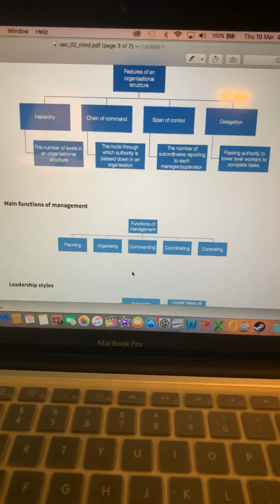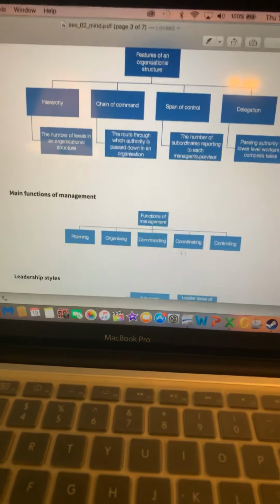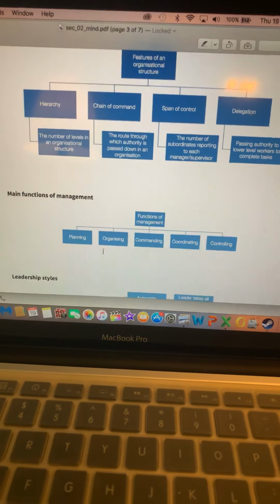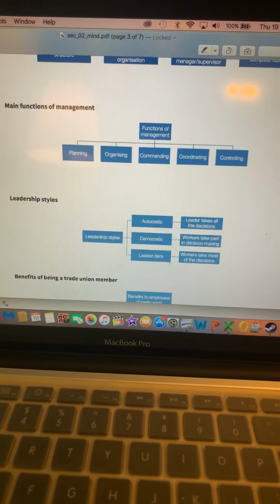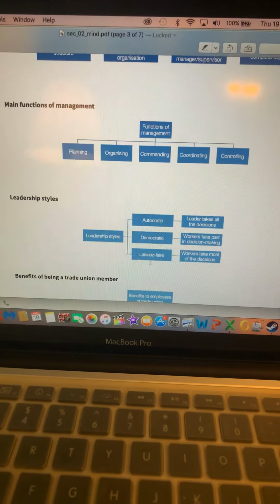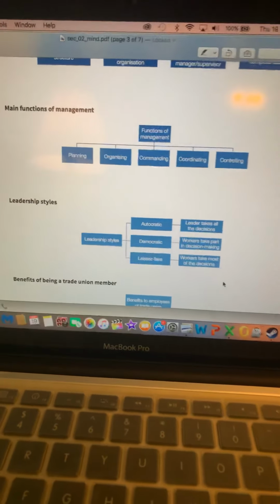Functions of management, right? Planning, organizing, commanding, coordinating, controlling. PO3C. P, O, and three C's, right? Leadership styles: autocratic, democratic, laissez-faire. I don't remember this coming out in the exam, but it's important stuff to remember. It does show up in other exams though.